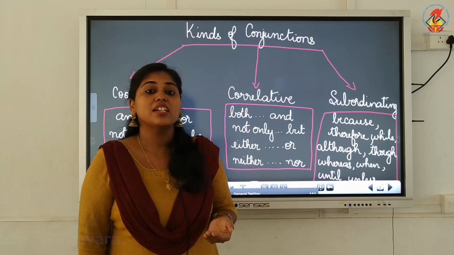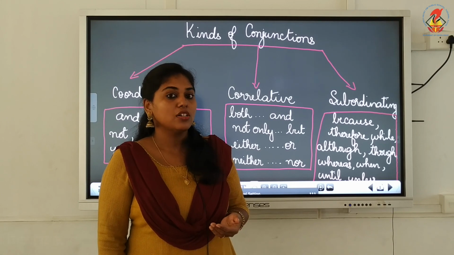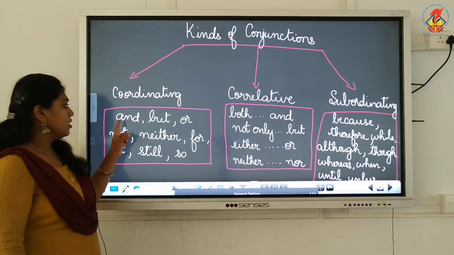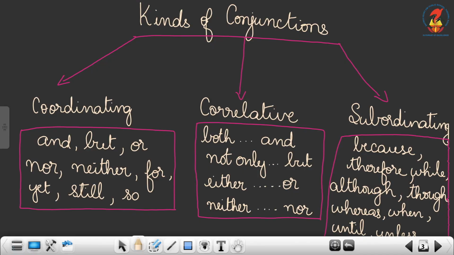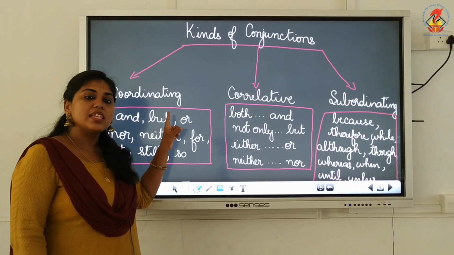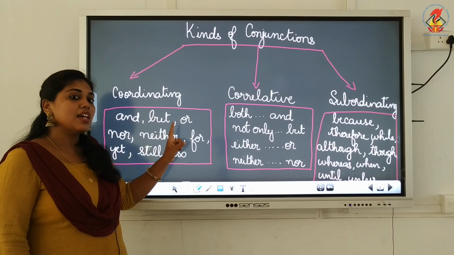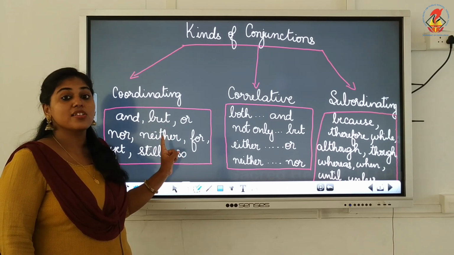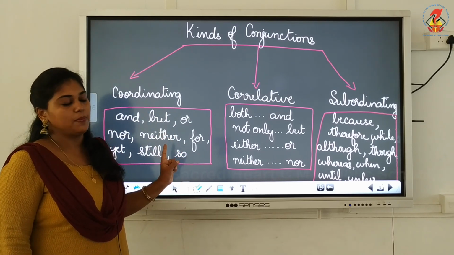Now which conjunctions will come under coordinating conjunction? These words: and, but, or, nor, neither, for, yet, still, so. These are the conjunctions which we call coordinating conjunctions.